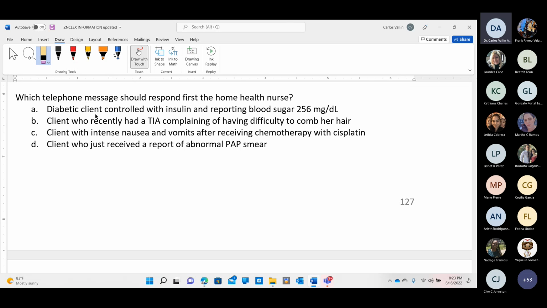Diabetic client controlled with insulin and reporting blood sugar 256. They don't say which type of diabetes, which is important. Client who recently had a transient ischemic attack. Usually in NCLEX, you have the complete name, and the first time the acronym is in parentheses, and then when they repeat it, they use the acronym. Generally, this is the policy in NCLEX, but it means transient ischemic attack.